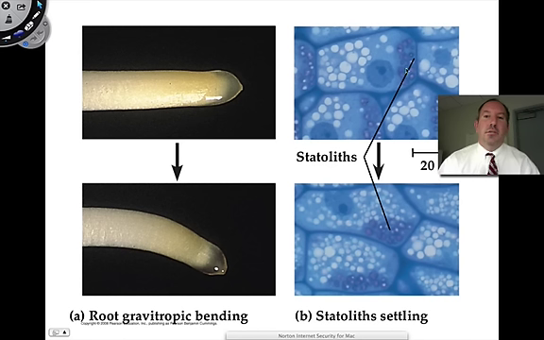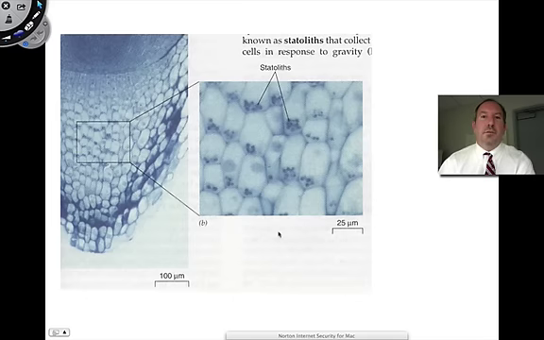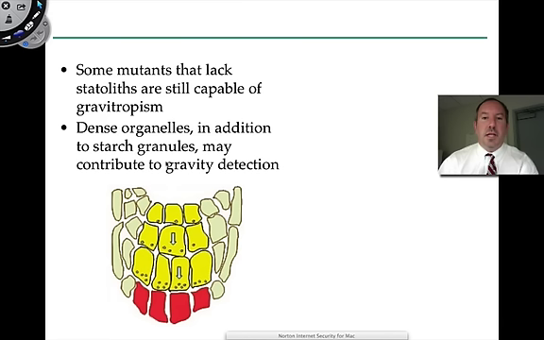Statoliths are moving from here, where they're sort of parallel in the cell. Here's the nucleus, and then gravity is sort of pushing them down. So what's the story with this physical pressure? What's happening when these little starch-filled granules touch the membrane? They collect as a result of gravity in the root, so therefore the root is able to detect direction.